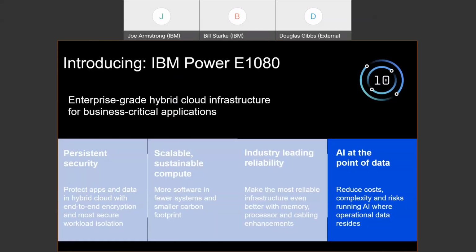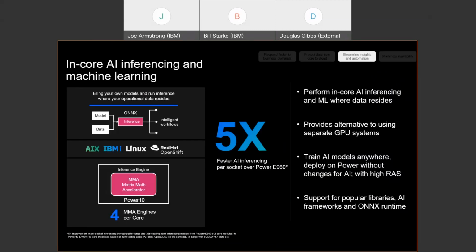And I want to move to the last column here and start wrapping this up with AI. And Bill talked about the AI a little bit and the matrix math accelerators on there. This is really putting it into the system and being able to do, as he said, inferencing where your data exists. Now in Power9 we had GPUs in one system, the AC922.